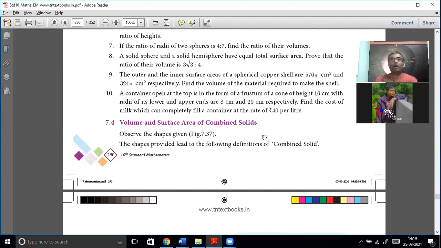Okay, then volume and surface area of combined solids. Okay, we are going to the next subject. Next subject is volume and surface area of combined solids.